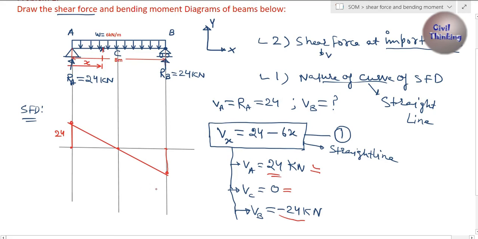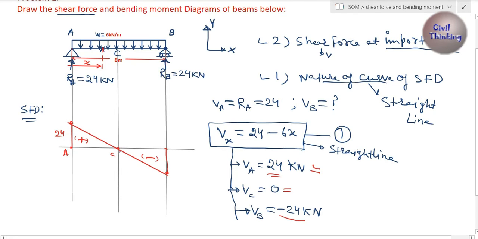So here is our shear force diagram. This is positive, right? Because it's above the baseline, and this much is negative. The diagram is telling you that as you move from A to C, the shear force is decreasing until finally it becomes 0 at C.